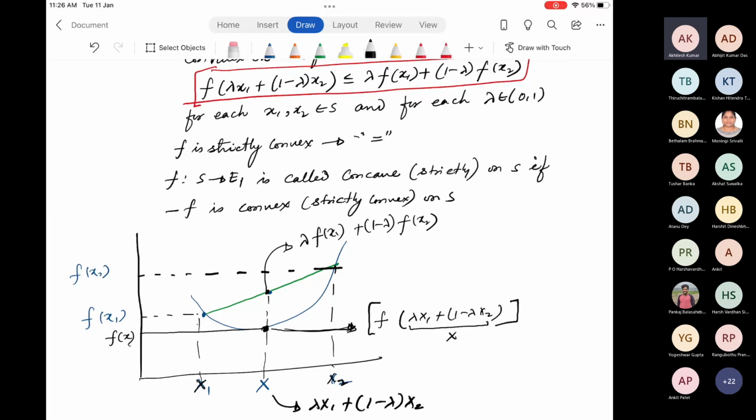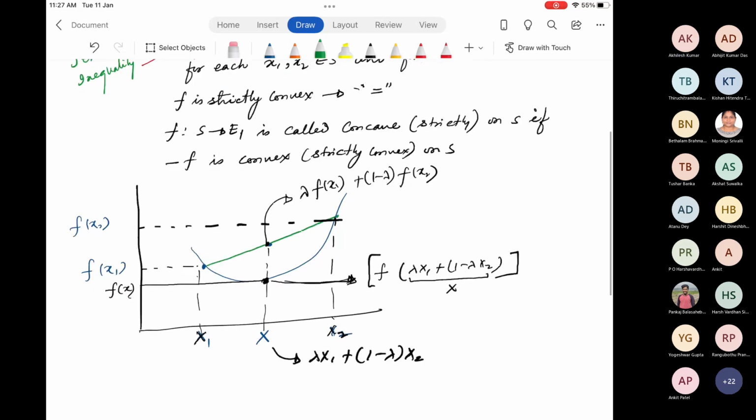So any function where the convex combination of functional values is greater than the functional value of convex combination, we say that the function is convex. That is what we are trying to present, and this is also called Jensen's inequality. So any function that satisfies this relation, we call it a convex function. Is this clear, guys?